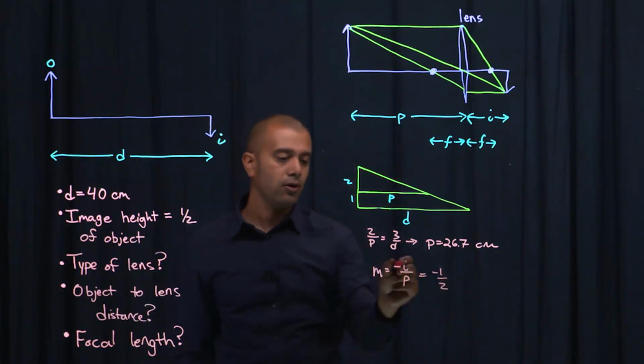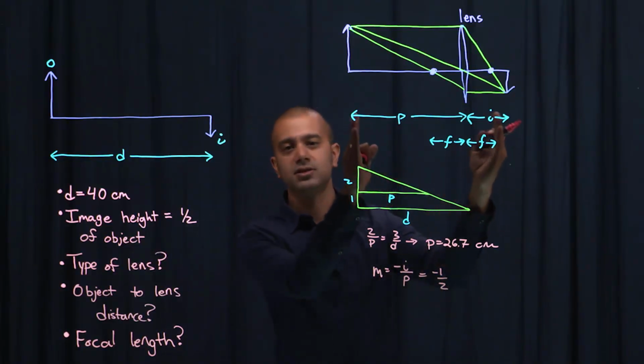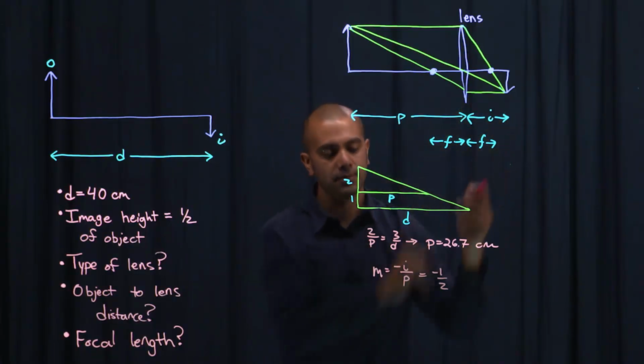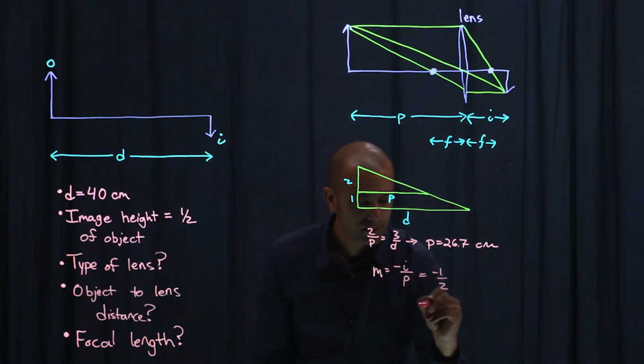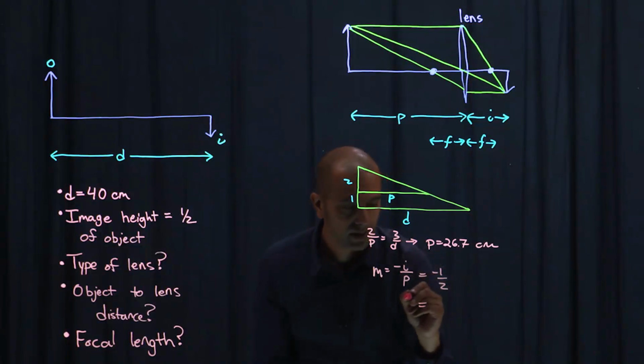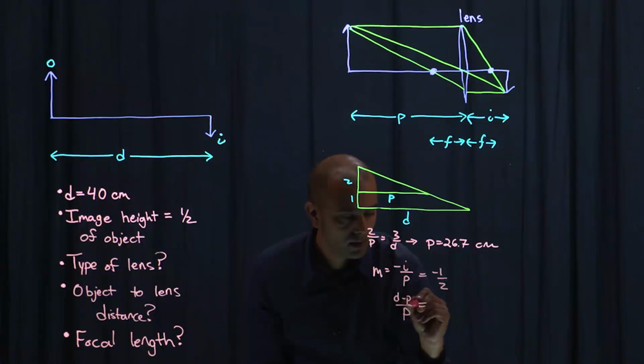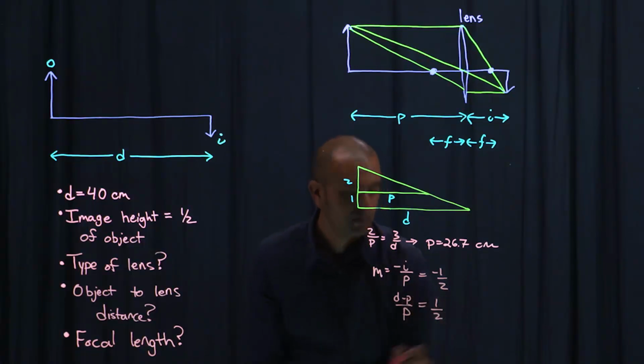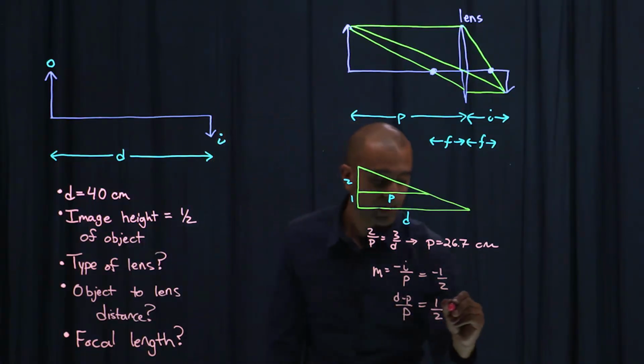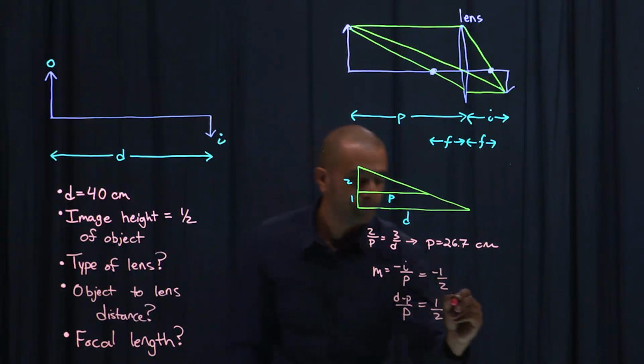And then, well, we don't know I, but we do know that since the full distance is d and this is p, we can write I as d minus p. So that tells us, just canceling out the halves here, that (d minus p) over p equals 1/2. And if you solve that with the given d, you can once again verify that p equals 26.7.